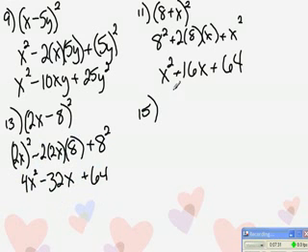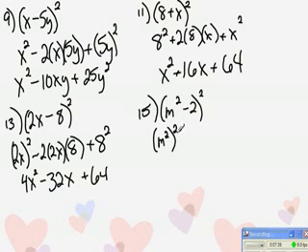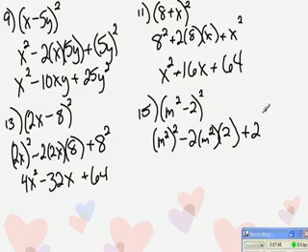Number 15. m squared minus 2 squared. So you take the first one squared minus 2 times the first one times the second one plus the second one squared. Careful here, m squared squared is m to the 4th. 2 times 2 is 4 again, so 4m squared, and 2 squared is 4.